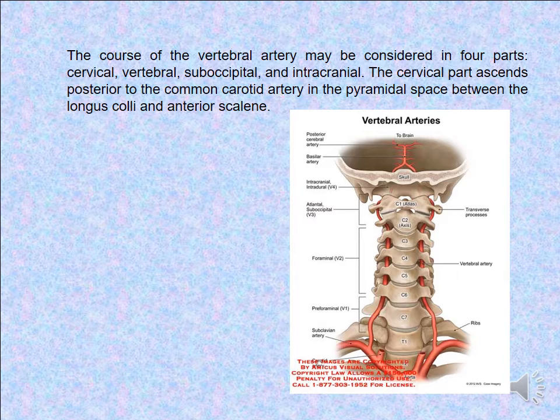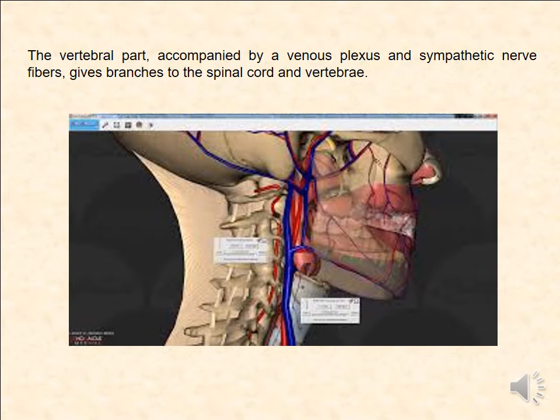The course of vertebral artery may be considered in four parts: cervical part, vertebral part, suboccipital part, and intracranial part. The cervical part ascends posterior to the common carotid artery in the pyramidal space between the longus colli and anterior scalenus muscle. The vertebral part, accompanied by venous plexus and a sympathetic nerve fiber, gives branch to the spinal cord and vertebrae.